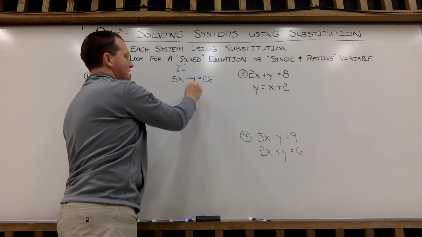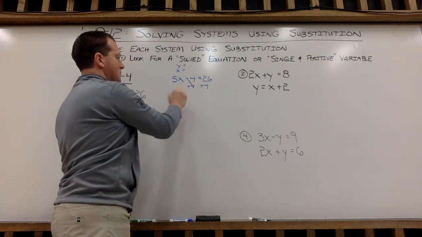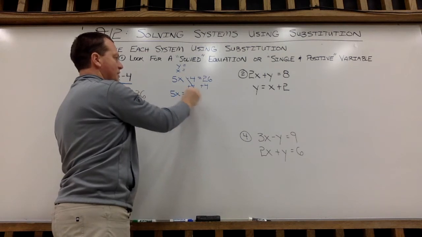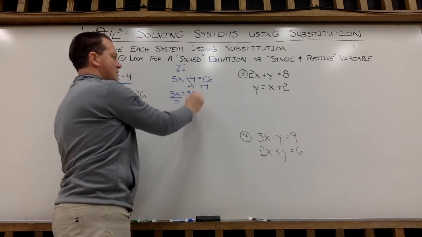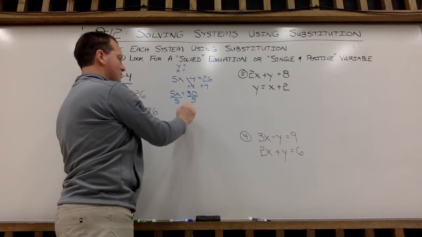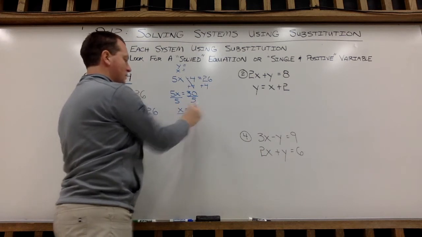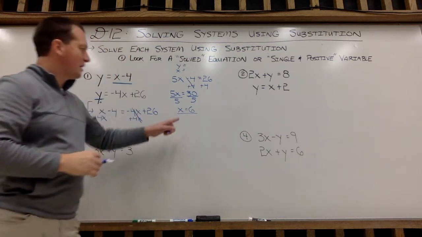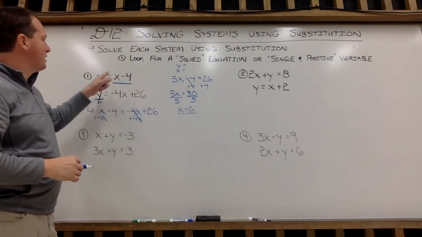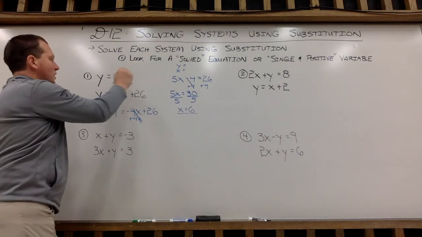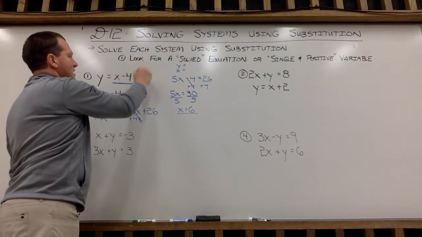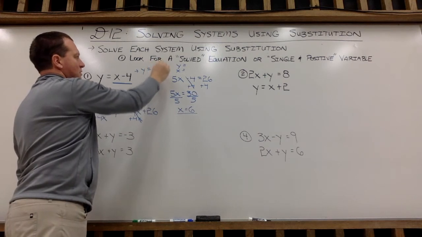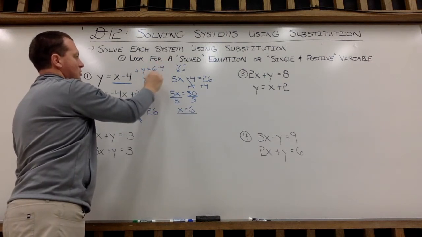Add 4 to both sides. I'll have 5x is equal to 26 plus 4, which is 30. Divide by 5, and my x value is going to equal 6. Now, how do I find the y value? Well, I'm going to take that x equals 6 and plug it into my solved equation. So y is going to be equal to x, which we just found is 6, minus 4. So y will equal 2.